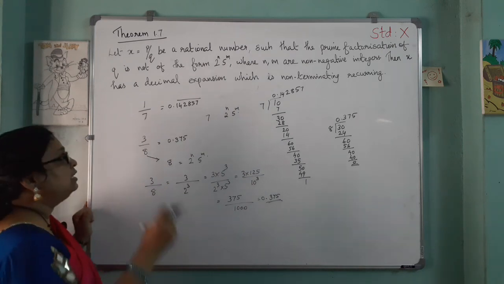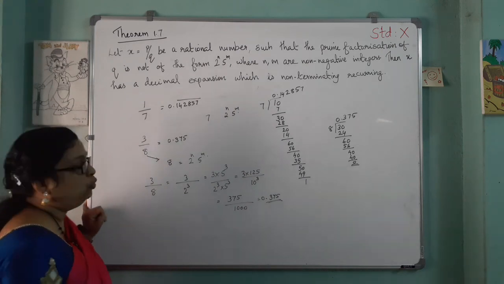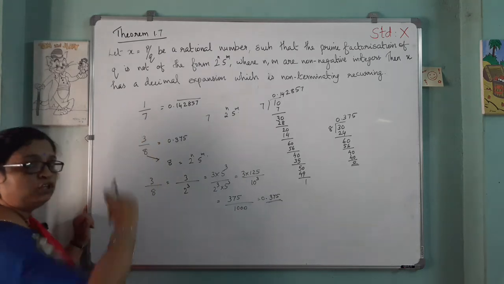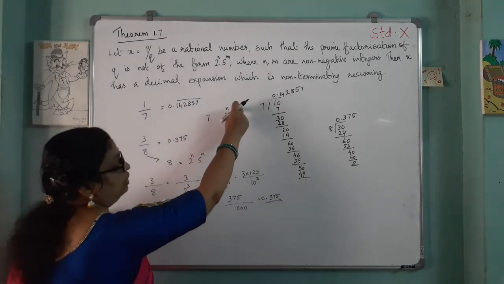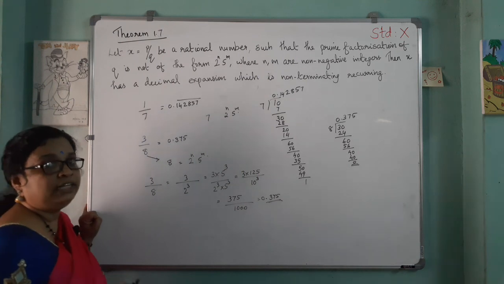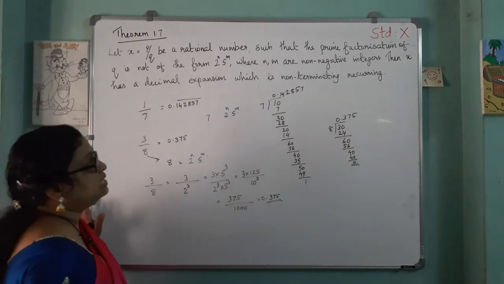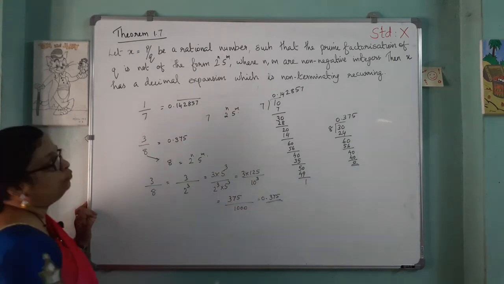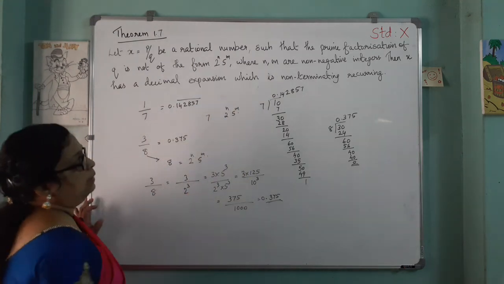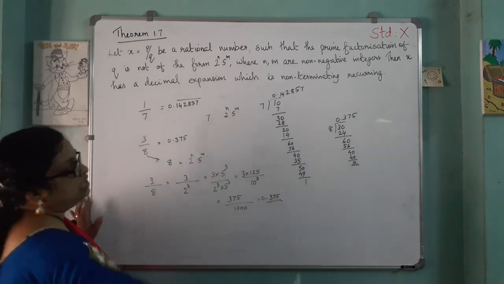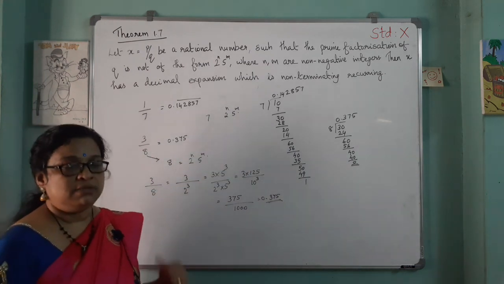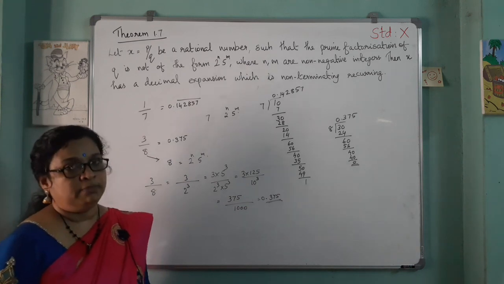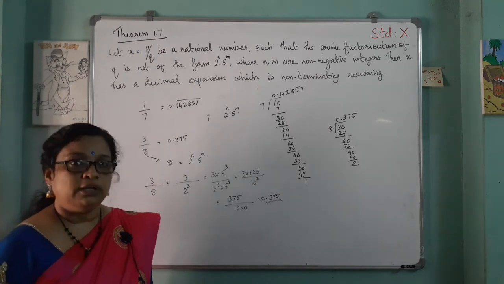That is, in any rational number, if the denominator can be expressed in the form 2 raised to n, 5 raised to m, that rational number is terminating. And if the denominator cannot be expressed in the form 2 raised to n, 5 raised to m, that rational number is non-terminating recurring. That is, the theorem says x equal to p by q be a rational number such that the prime factorization of q is not of the form 2 raised to n, 5 raised to m, then the decimal expansion is non-terminating recurring. Now 3 theorems we learned. From that we can conclude that the decimal expansion of a rational number is either terminating or non-terminating recurring.